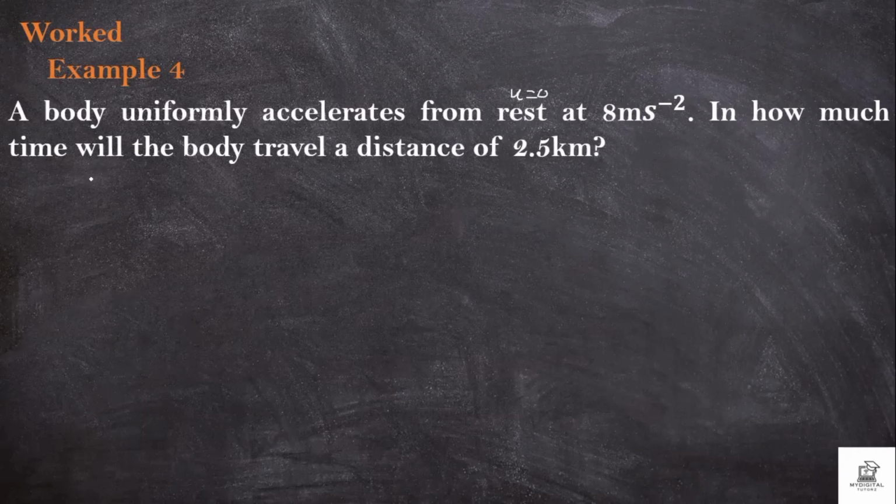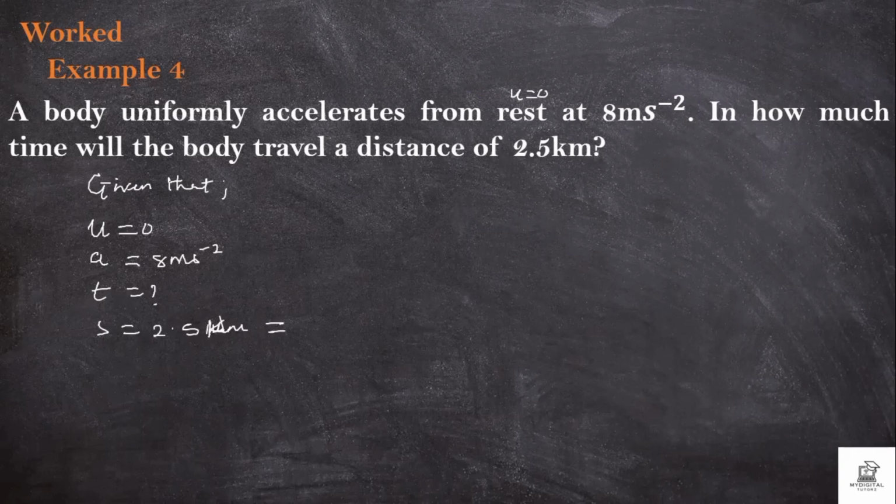So let's itemize what we have. Given that the initial velocity is equal to 0 since the body starts from rest, then the acceleration is equal to 8 meters per second squared. In how much time we're looking for t, and the distance is given to be s equal to 2.5 kilometers. Except otherwise stated, always convert from whatever unit to meter.